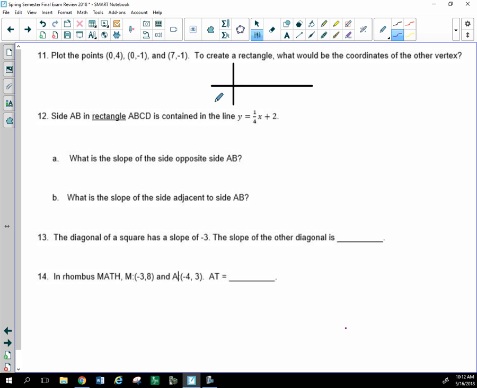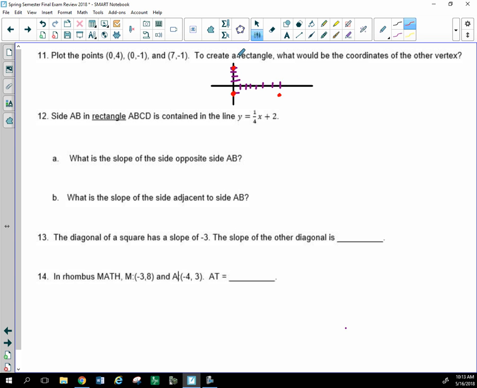So I'm going to start plotting the points. You'll notice that I go over 0 and up 4. 1, 2, 3, 4. So over 0, up 4 puts a point right there. Let's make that guy red. Then over 0, down 1 puts a point right about here. And then finally, if I count over 7 and down 1, 1, 2, that would put a point right here.